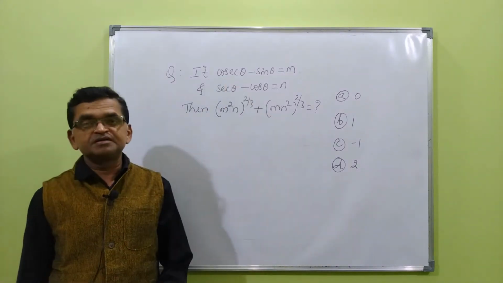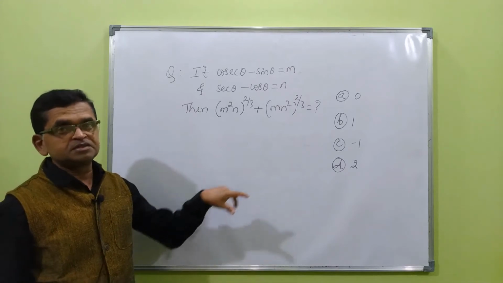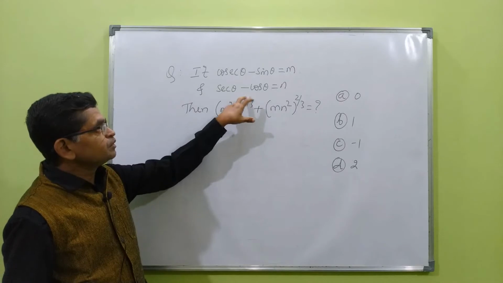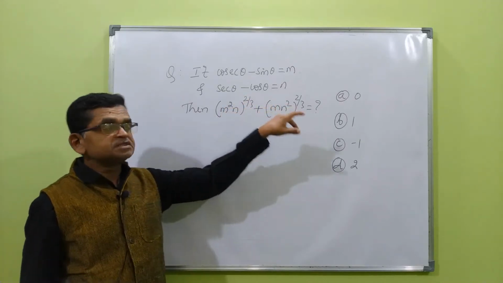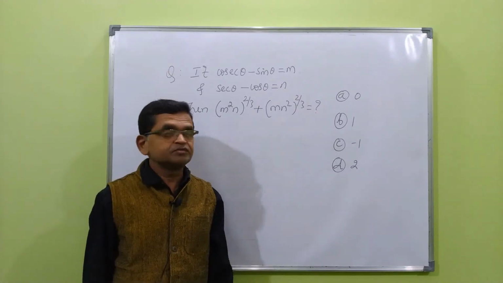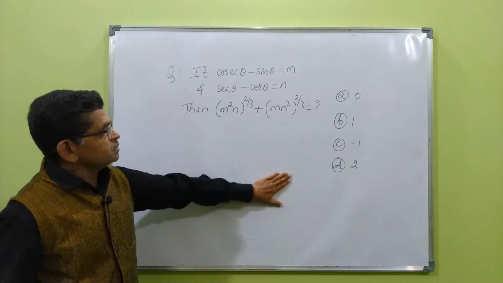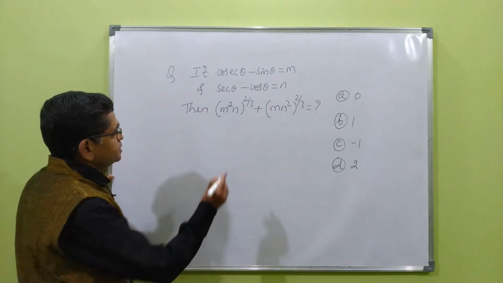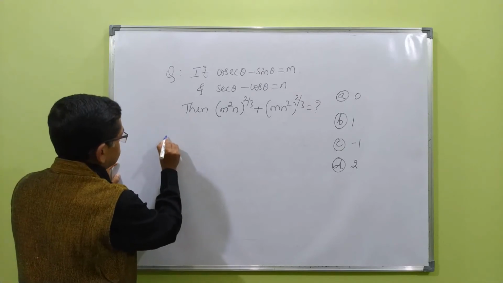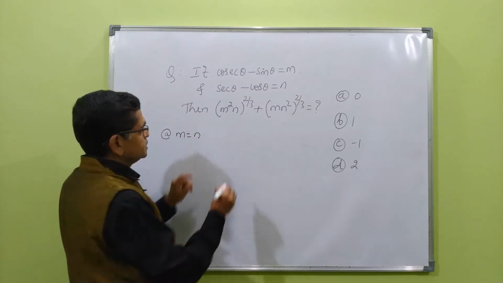If cosecant θ minus sin θ is equal to m and secant θ minus cos θ is equal to n, then m squared n to the power 2 by 3 plus m n squared to the power 2 by 3 is equal to how much? You have to find. Four options are given. So here you have to take m is equal to n. Let us assume m is equal to n, what happens?